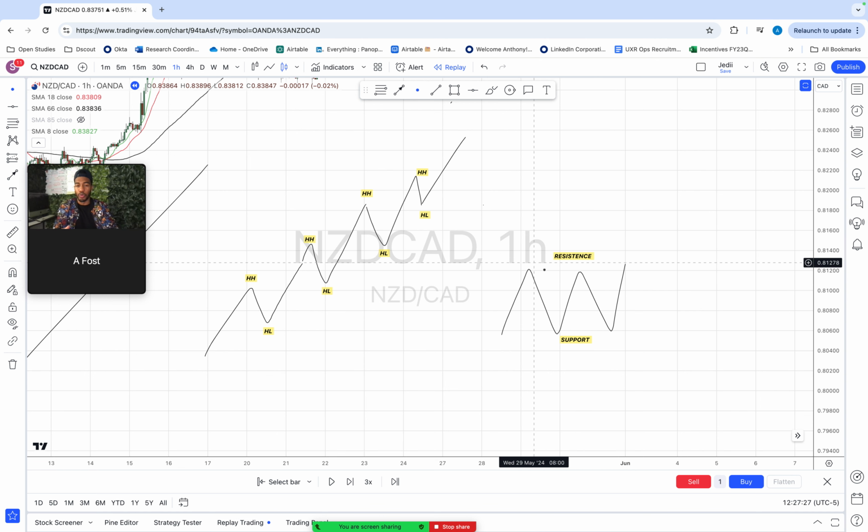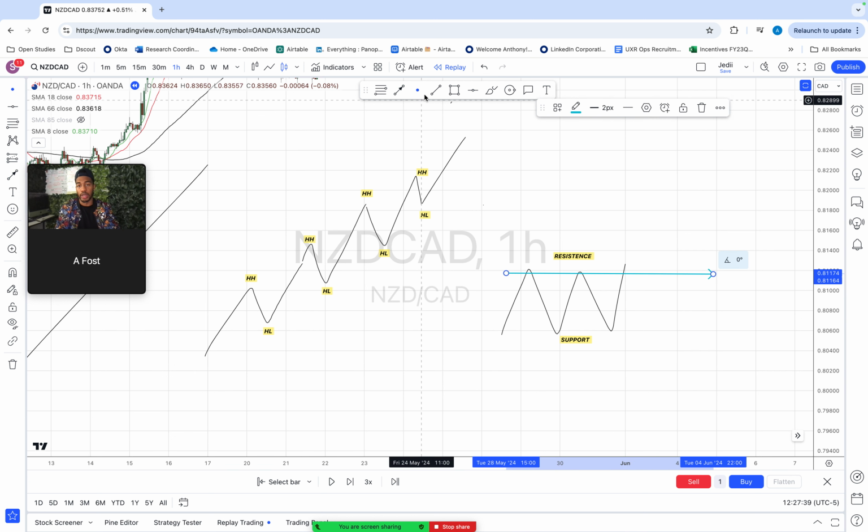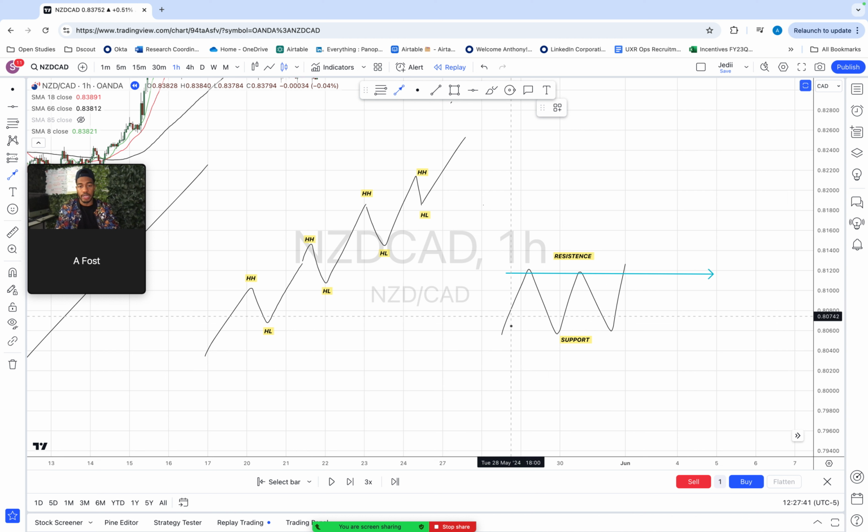Some people call it the roof or the floor. Either way, you can say whatever you like. The resistance levels and the support levels, okay? So right up here, this little random line will be drawn for like a resistance level, and then same thing down here is like a support, okay?